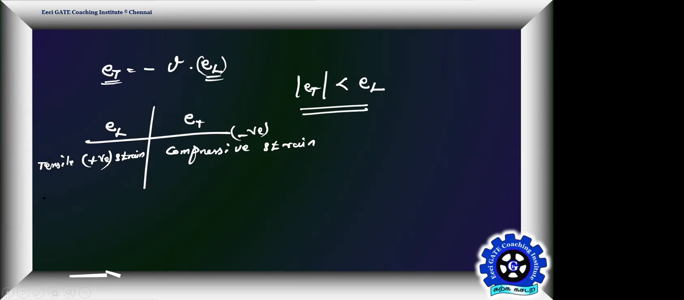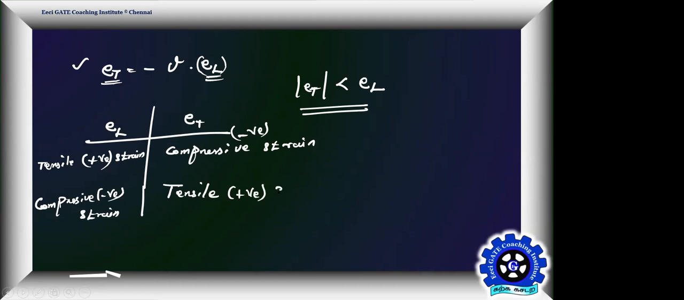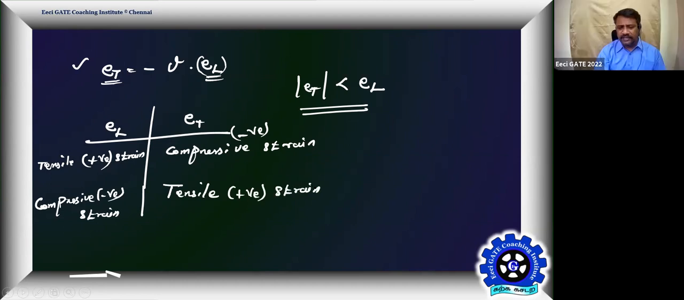Everyone? Yes, sir. Suppose EL becomes compressive, that is a negative strain. If EL itself is negative, what is going to happen to ET? Remember this equation, that's very easy. That's a mechanical fact. EL is negative means negative times negative will become positive, so ET is going to become tensile, or a positive strain. So any strain that is tensile is increasing, and any strain that is compressive is decreasing.